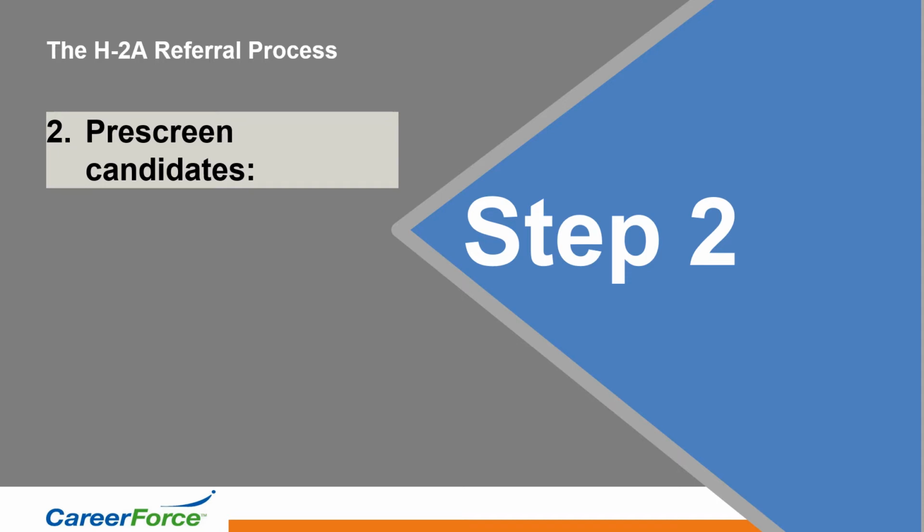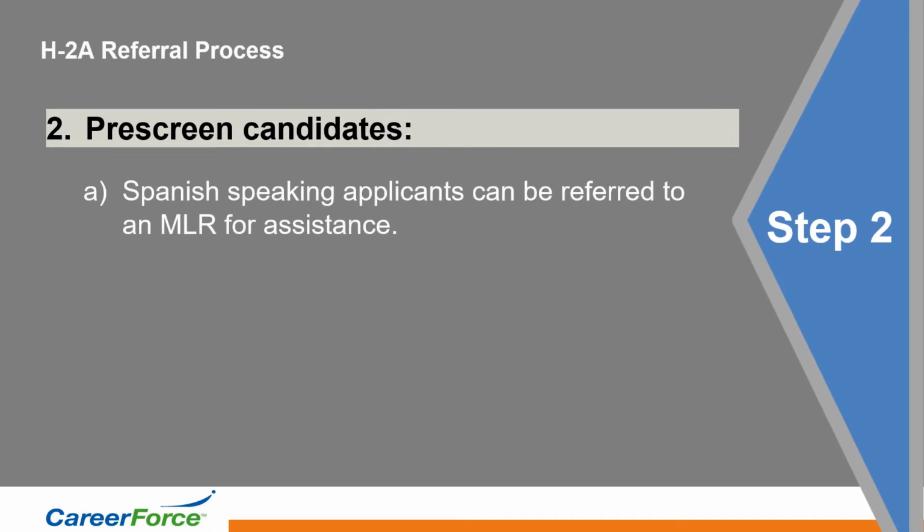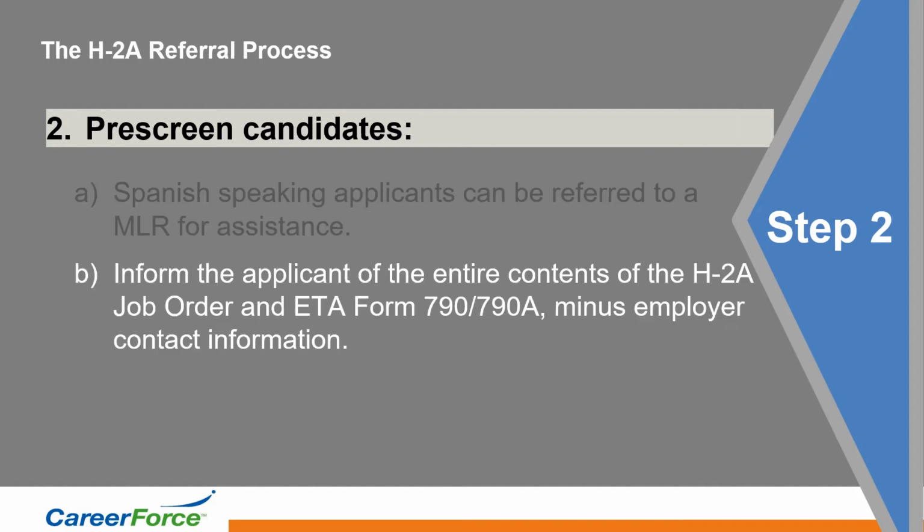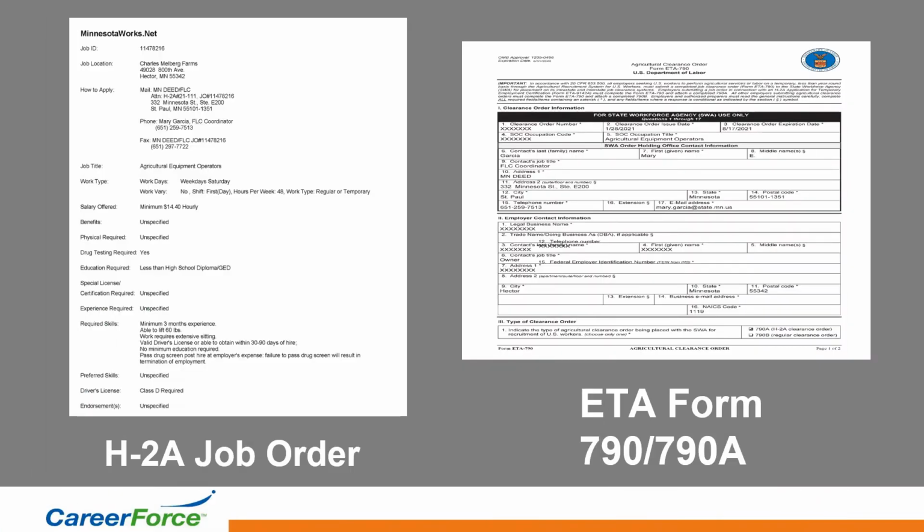Step 2. Pre-screen candidates. A. Spanish-speaking applicants can be referred to an MLR for assistance. B. Inform the applicant of the entire contents of the H-2A job order and the ETA form 790-790A minus employer contact information. On the screen, you'll see examples of the MinnesotaWorks.net H-2A job order on the left, and on the right is an example of an ETA form 790-790A.